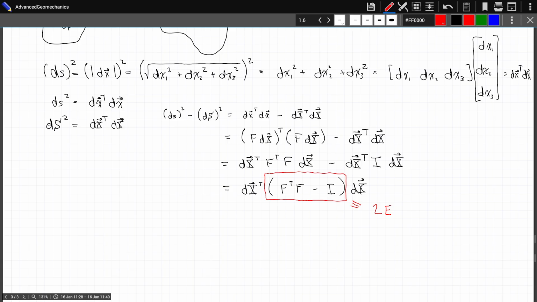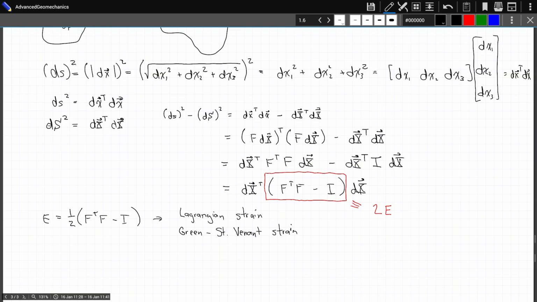And so then with that, I have that E is equal to 1/2 F transpose F minus I. And this thing we call the Lagrangian strain, or sometimes you'll also see it as the Green St. Venant strain. Again, just named after two guys.